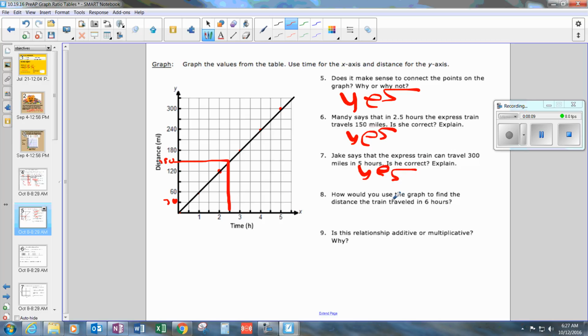How would you use the graph to find the distance traveled in 6 hours? You continue with the table. So you can do 6 right here. And you know this will be 360.